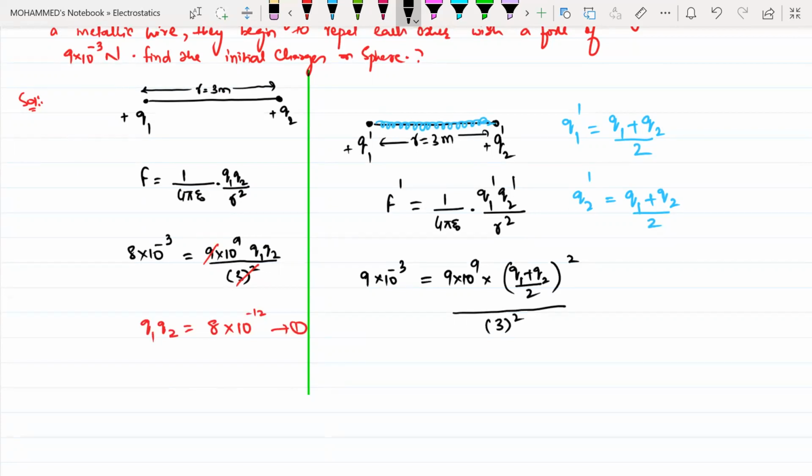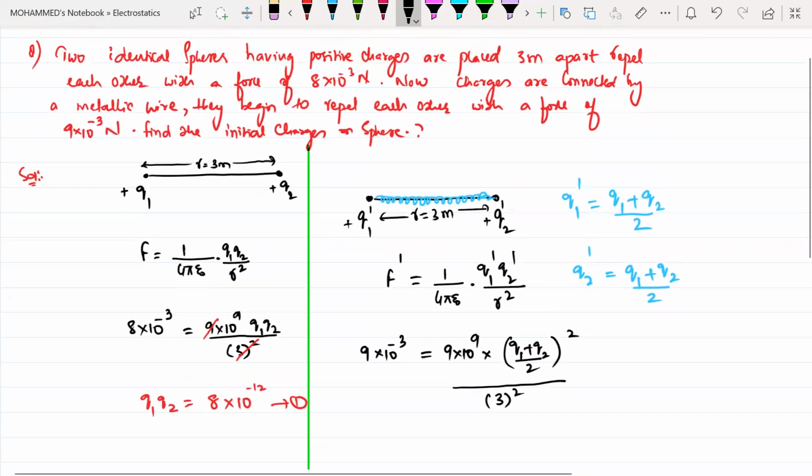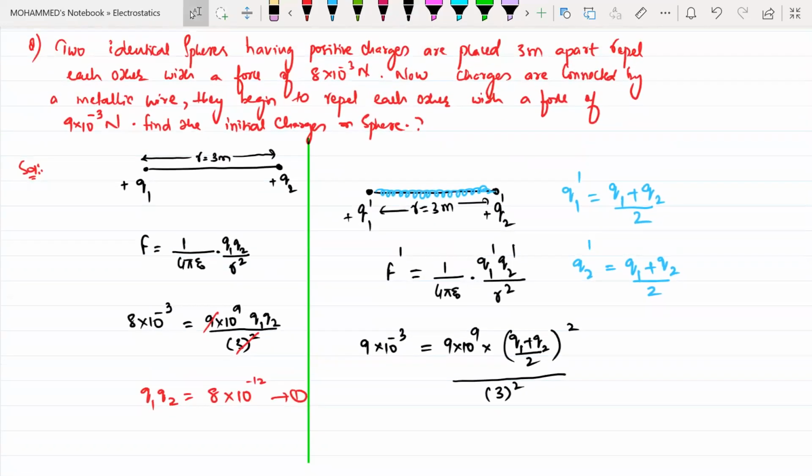So, sir, what does it mean, if we do q1 plus q2 divided by 2, they have not mentioned it anywhere. Sir, can you just show the question once? Now what is it asking? It is asking for the initial charges. Yes, sir. So what is the reason that we take q1 plus q2 by 2 for q1 dash and q2 dash? Why are we doing q1 plus q2 by 2, sir?